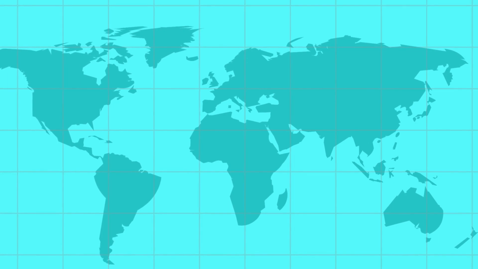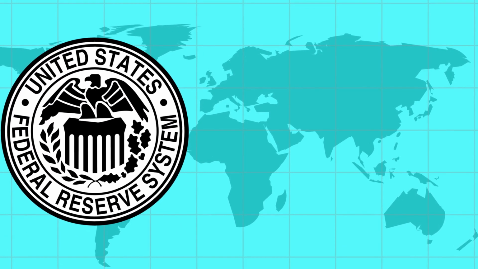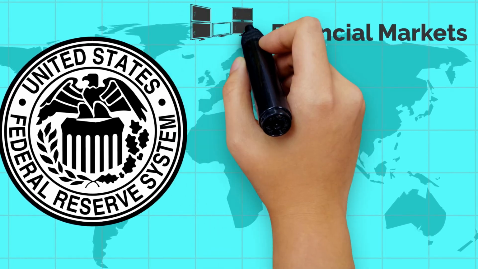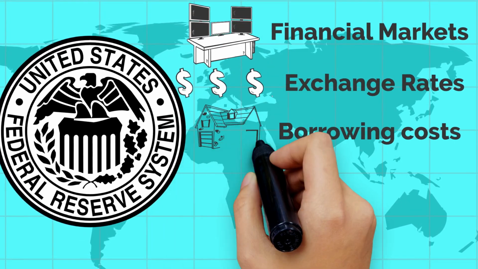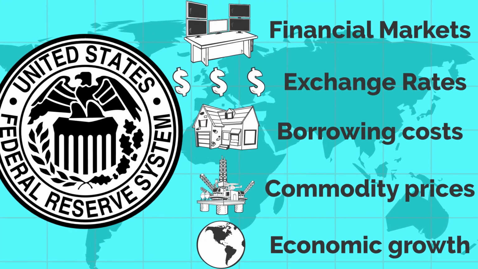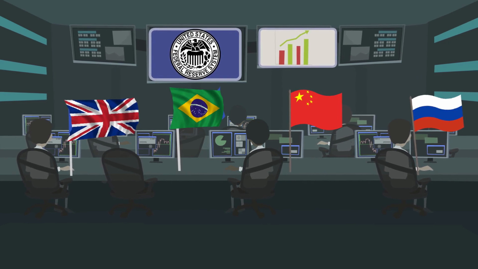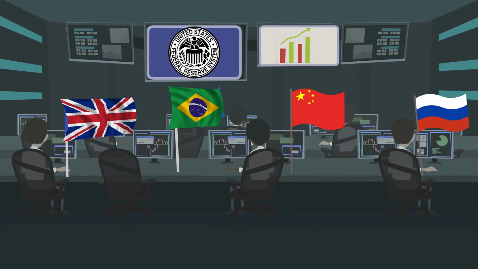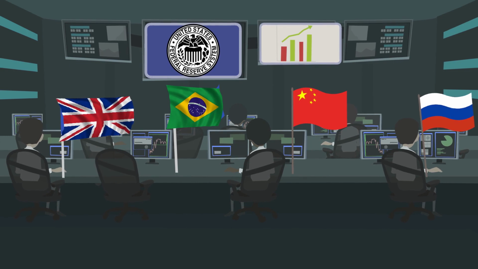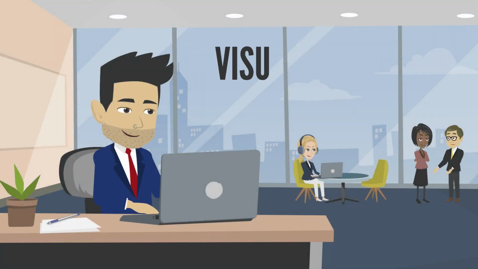Overall, the Federal Reserve's interest rate policy has far-reaching implications for the global economy, influencing financial markets, exchange rates, borrowing costs, commodity prices, and economic growth across different nations. As a result, central banks and policymakers worldwide closely monitor the Fed's decisions and consider their potential impact on their economies.